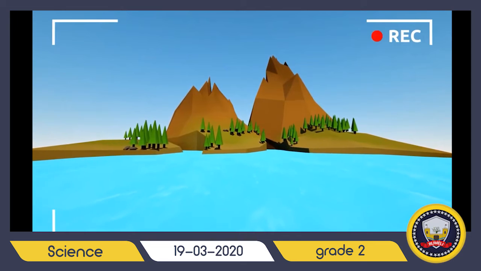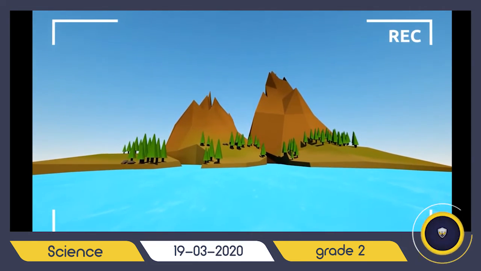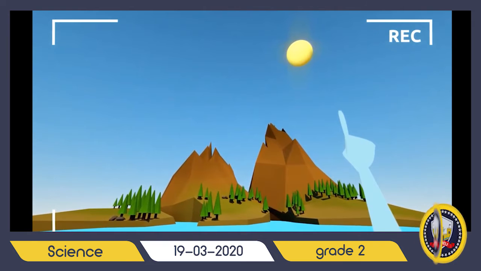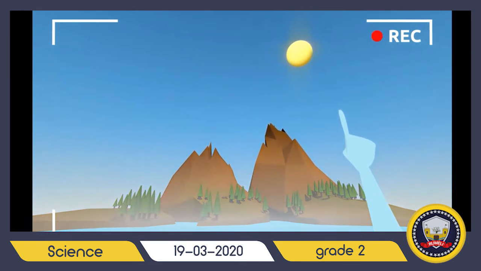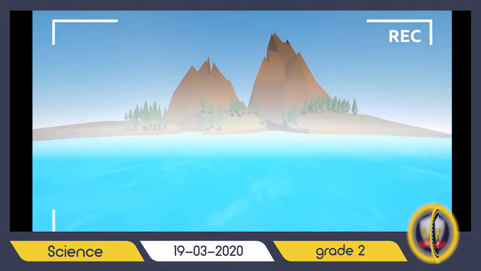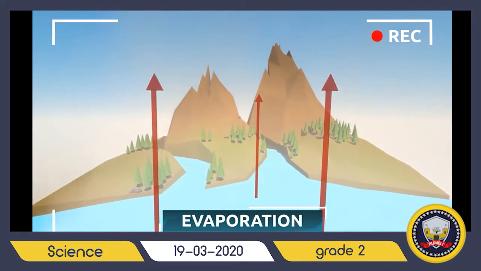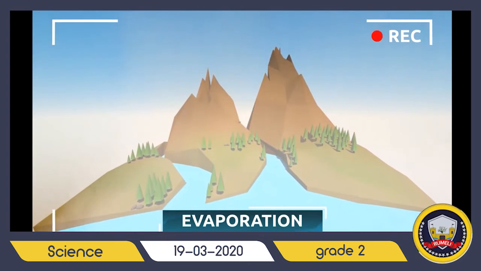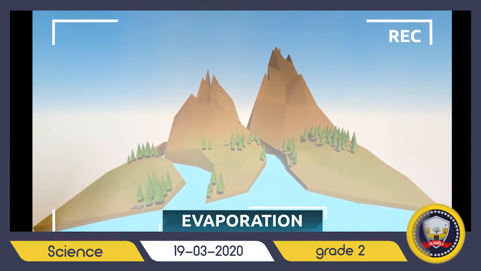Hello, do you copy? Right now, I'm in the sea. This is where the journey begins. Do you see the sun in the sky? The sun is in charge of warming the water, changing it into vapor. Vapor goes up in the sky. This process is called evaporation. Evaporation also happens in rivers, dams, and lakes found on Earth, but to a lesser extent.